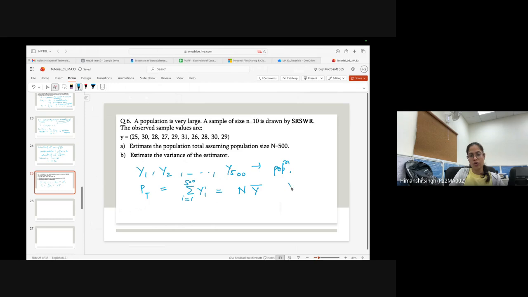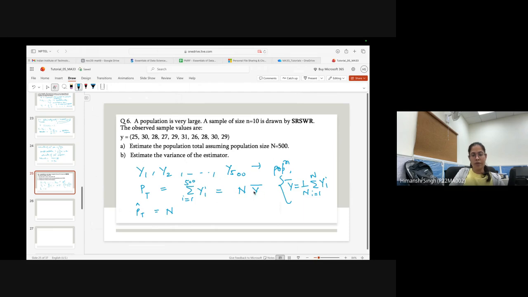Is there an issue? Because y bar is what? 1 upon n summation of yi going from 1 to n. So from here, n goes here and summation of yi is n times y bar. That is fine. Now I want to estimate PT, so PT hat. This capital N is known, it is the population size. Now for capital Y bar, I need to know each and every value.